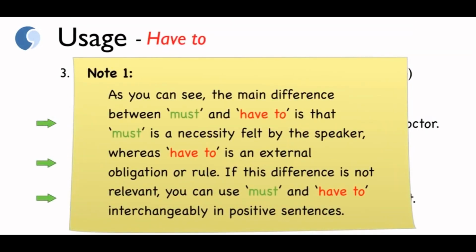Now you have to note something. As you can see, the main difference between must and have to is that must is a necessity felt by the speaker, whereas have to is an external obligation or rule. And if this difference is not relevant, you can use must and have to interchangeably in positive sentences only.